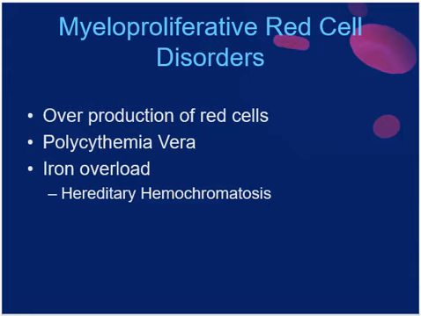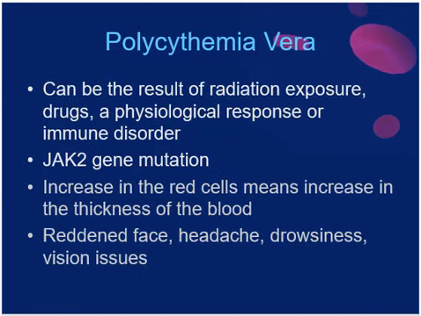overload and hereditary hemochromatosis. As we talked about, it can be the result of radiation exposure, drugs, a physiological response. In these patients, they have a specific mutation that is noted on their genes called a JAK2 gene mutation. They have an increase in the red cells, which also indicates there's an increased thickness to the blood. They may present with a reddened face, have headaches, drowsiness. They may have vision issues. These patients may have an enlarged spleen, or they also may have an enlarged liver, and these two findings may result in abdominal pain and discomfort.